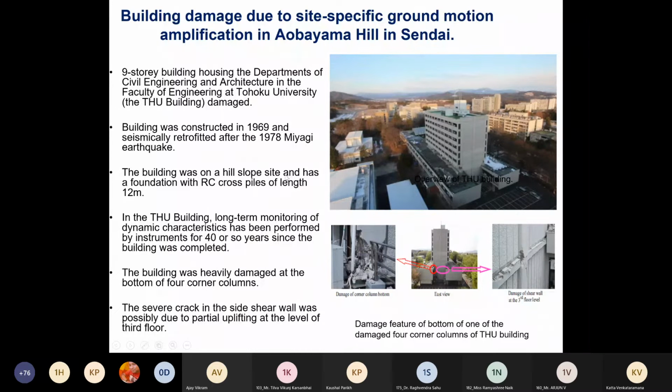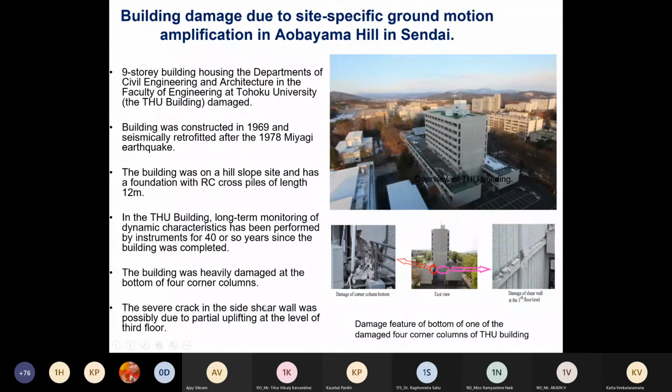The building was on a hill slope site and has a foundation with reinforced concrete piles of length 12 meters. RC piles of 12 meters length were provided. And in this building, long-term monitoring of dynamic characteristics has been performed by instruments for 40 plus years since the building was completed in 1969. And this building was heavily damaged at the bottom of the 4 corner columns. So at the 4 corners of this building, shown here, this is damage of a corner column.